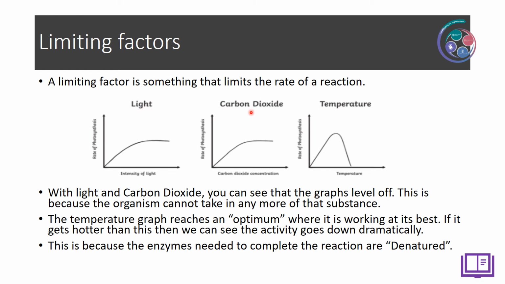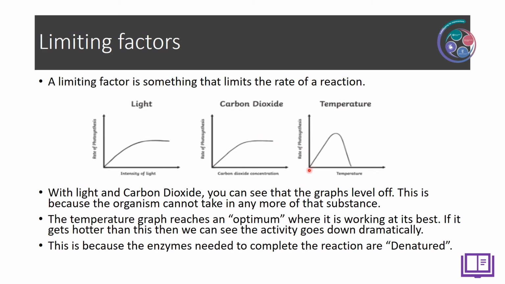Same thing with carbon dioxide. Low level of carbon dioxide, we've got a low rate of photosynthesis. As the carbon dioxide concentration increases, so does our rate of photosynthesis. But there's only so much it can take in, and then it levels off again. So when it levels off, it could be temperature, or it could be light that is limiting this process. Temperature looks different. It's not got a leveling off phase in it.